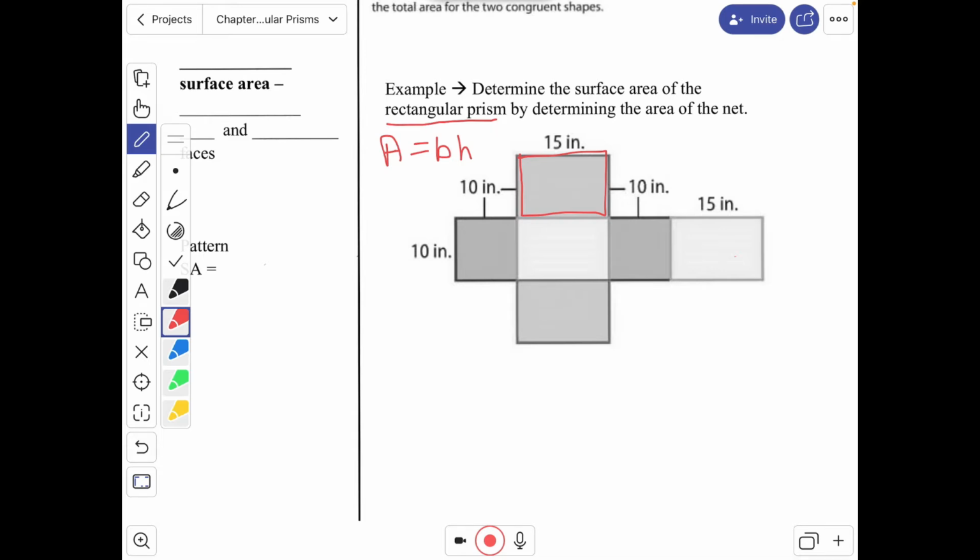The base is 15 times the height is 10. And the back of the box is the same as the front of the box. They're the same size, so they have the same measurements. So I'm going to multiply times 2. This one was 150 because 10 times 15 is 150. And this one's also 150.